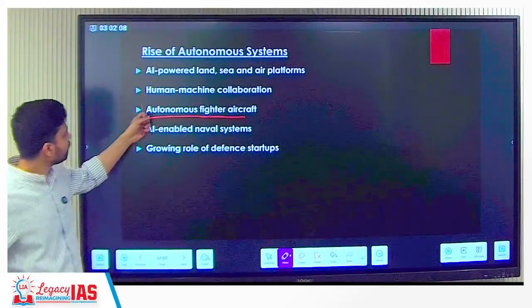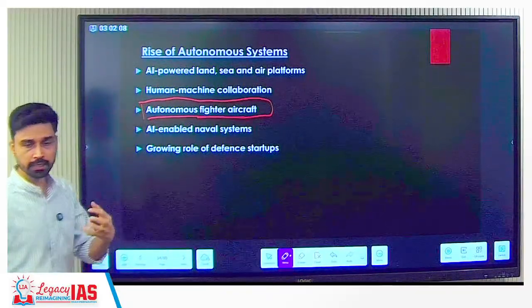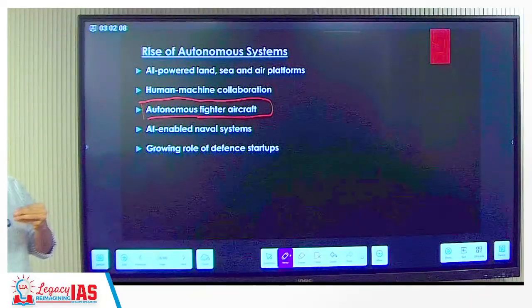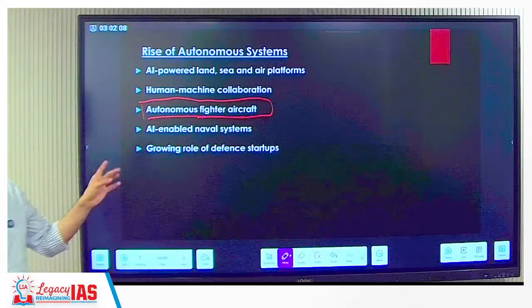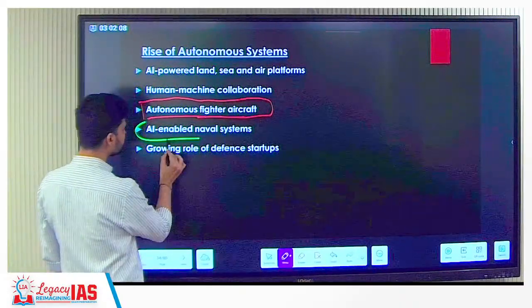So they would have enough capability to gather all the information and data, and they might even take decisions based on those data. That means they would fire the missiles based on their own artificial intelligence system. There is no need of involving humans in decision making. AI naval systems we will also see.